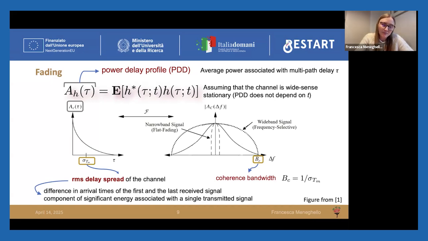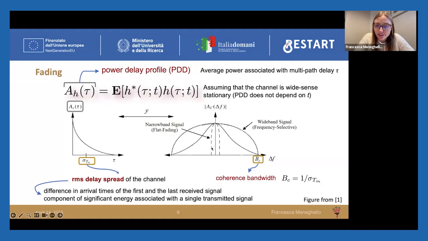In the time domain, the variable that tells us how the fading behaves is the delay spread, that is the difference between the first and the last multipath component with significant energy. Equivalently, in the frequency domain, the fading is characterized by taking a look at the coherence bandwidth. The coherence bandwidth is 1 divided by the root mean square of the delay spread.